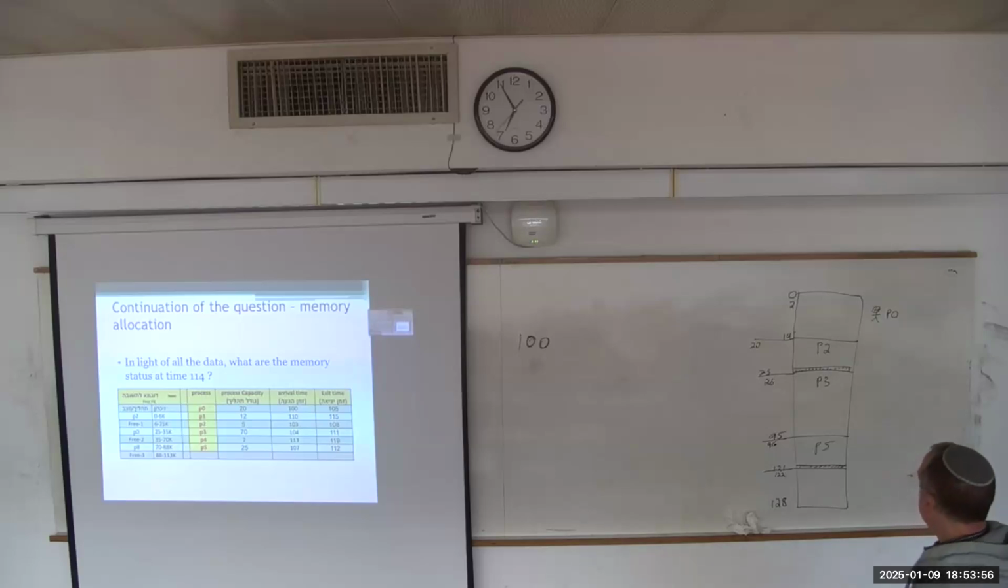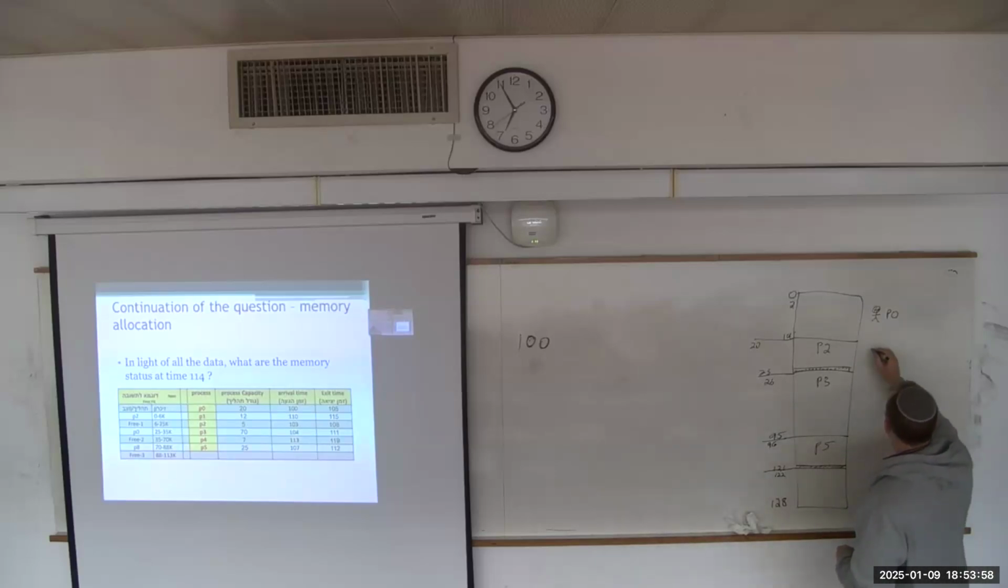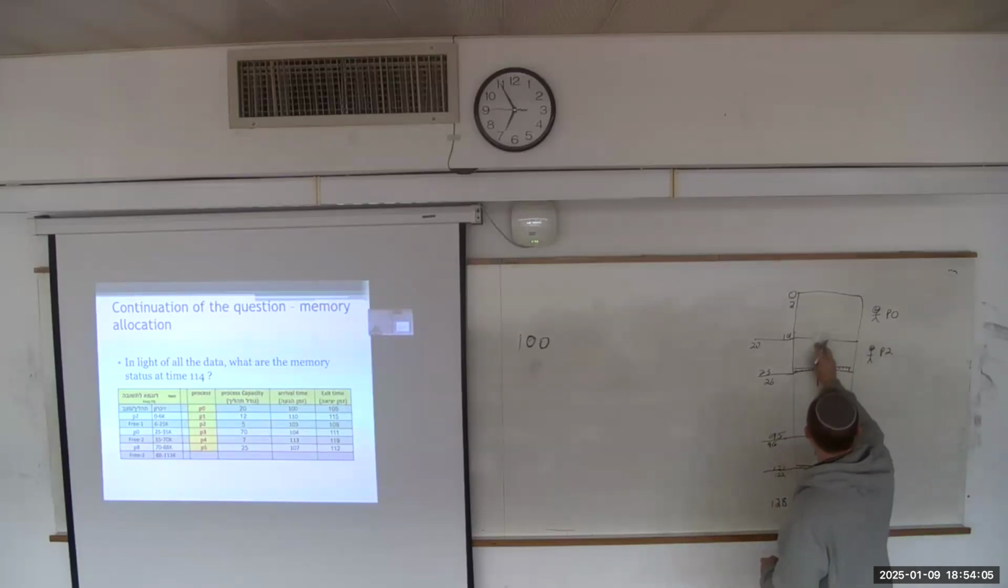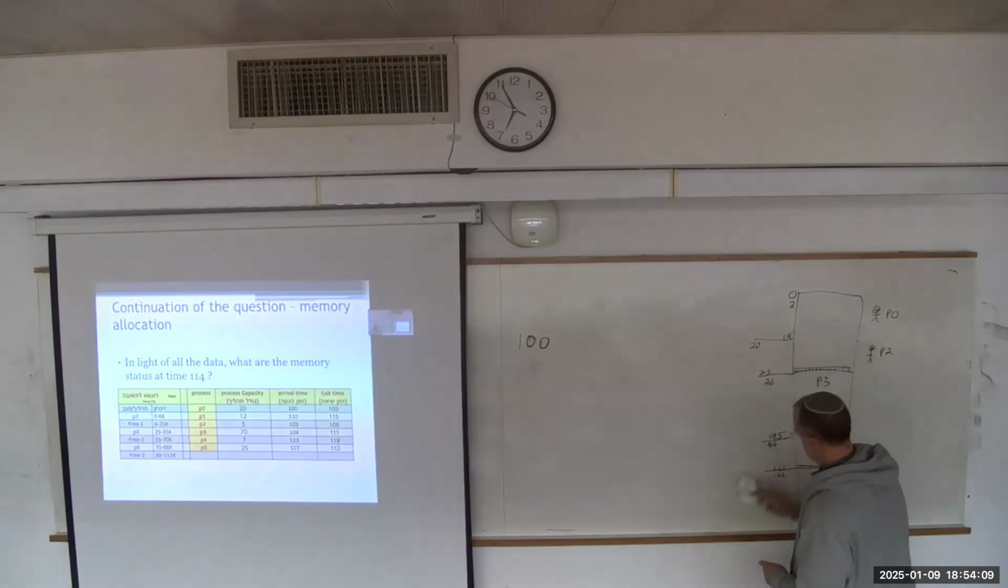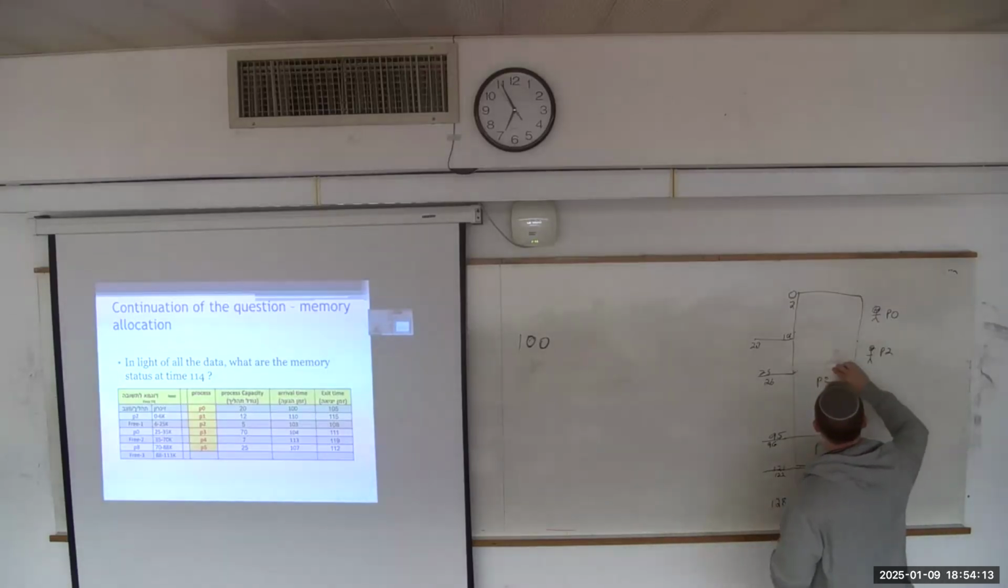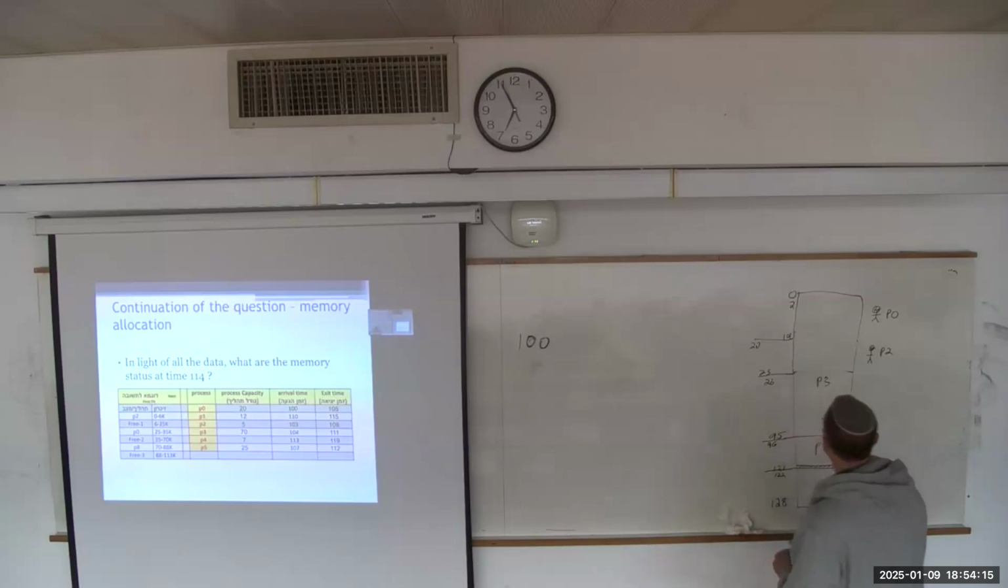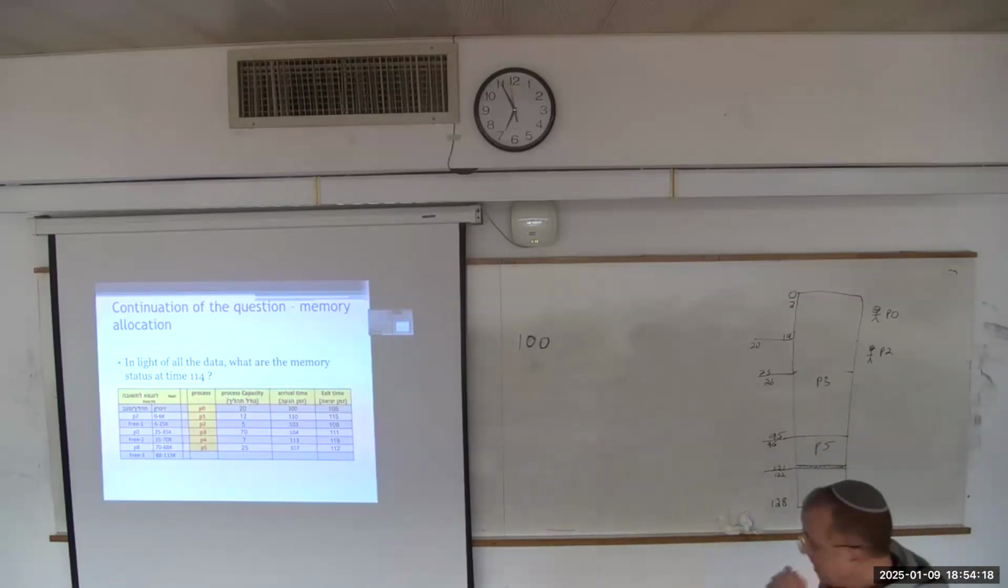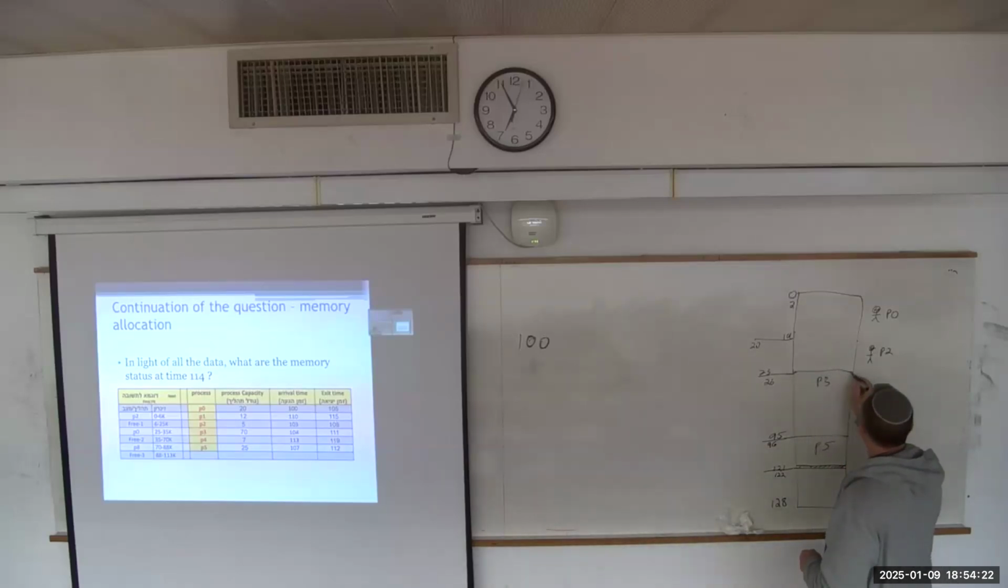Okay, so now P2 ends. P2 ends at 108. Just to know that they're finished. And you can delete the fragmentation line as well, and now this fragment becomes bigger. Just put the line back again, you know there's a line there. We can see it. Alright, okay.